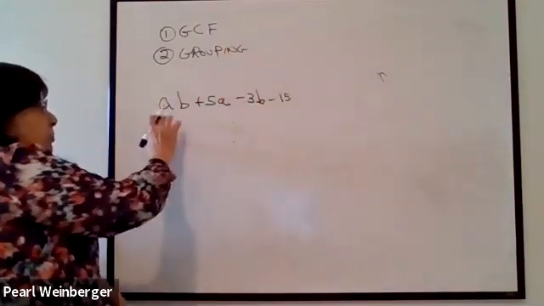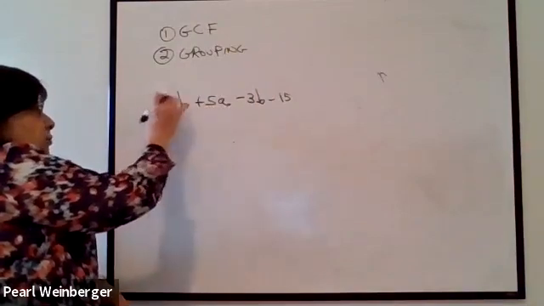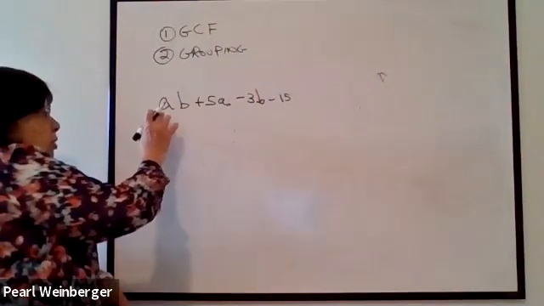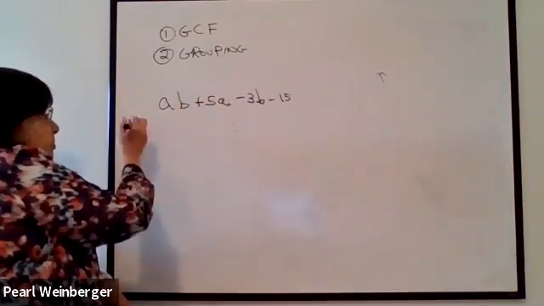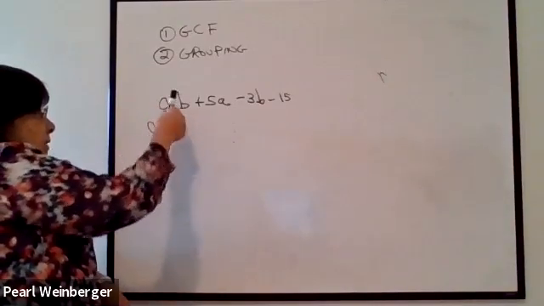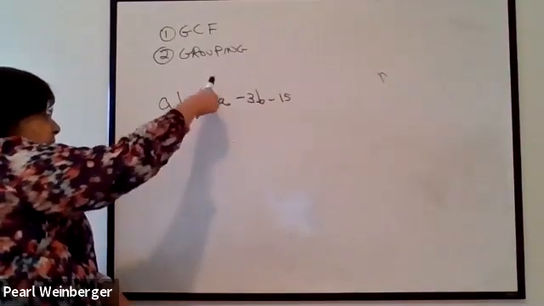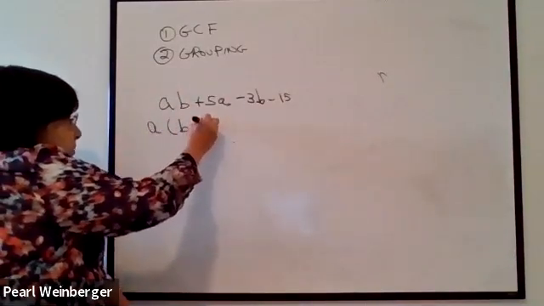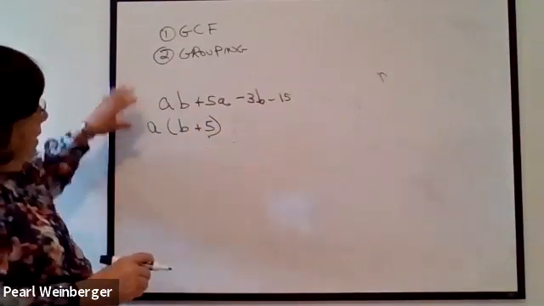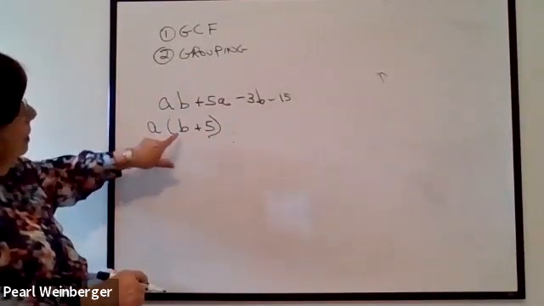And I take the first group, the AB plus 5A. I see there's no number because this is a 1, so there's no common coefficient, but there's an A in both of them. I could put the A on the outside, and A into AB, the A's cancel out, leaves me B. And A into 5A, again the A's cancel out, and it leaves me 5. So AB plus 5A can be factored into A on the outside, B plus 5 on the inside.